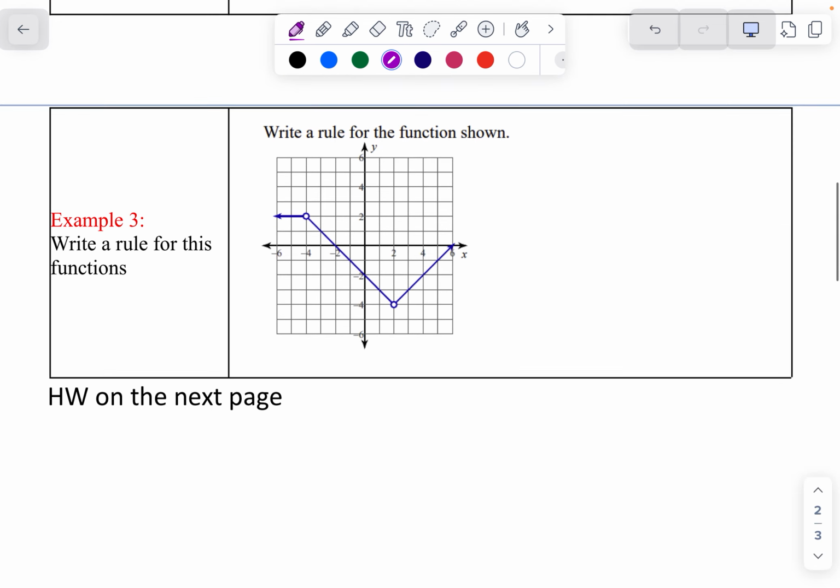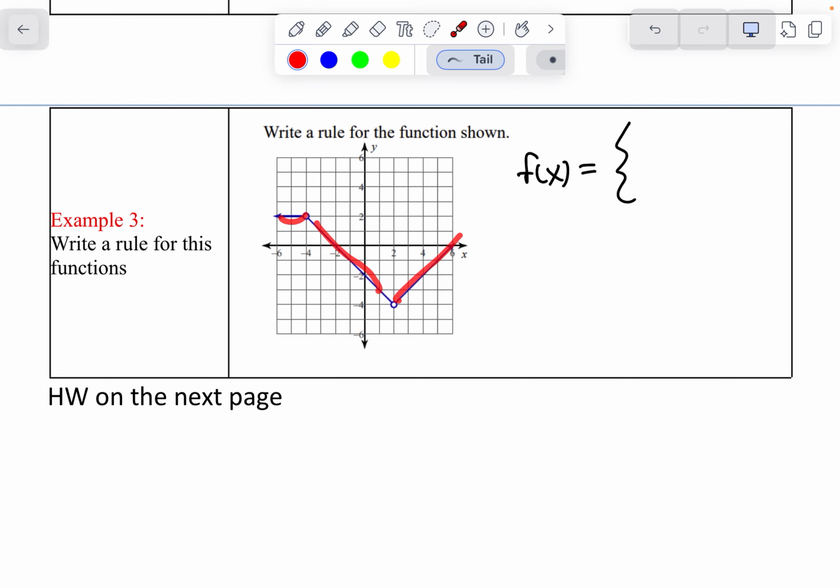Okay, now let's go the opposite way and let's write a rule for our function. So we're going to call this function f of x. There are 3 distinct pieces, okay? We have a border at -4. We have a border at 2. Let's put those borders on there.